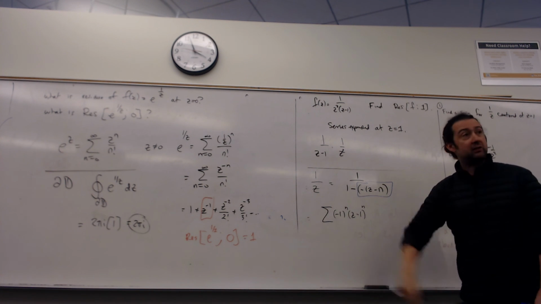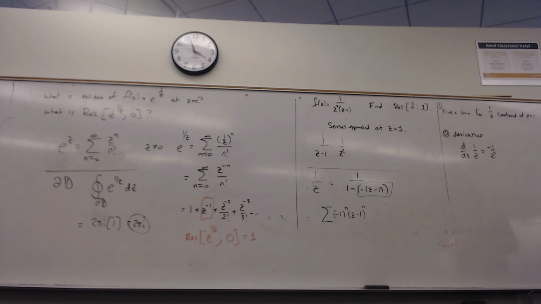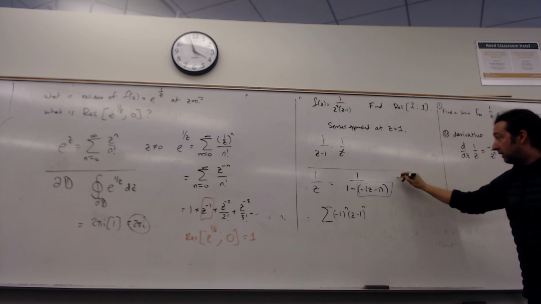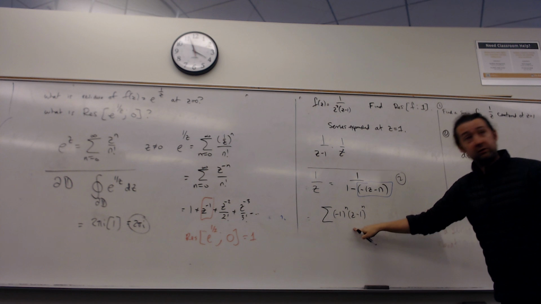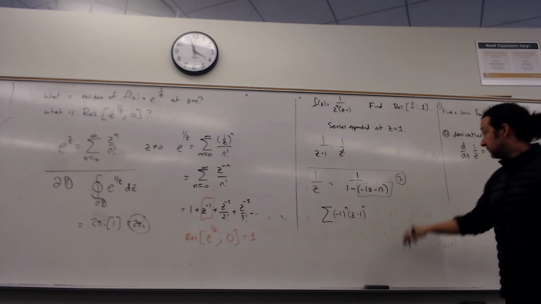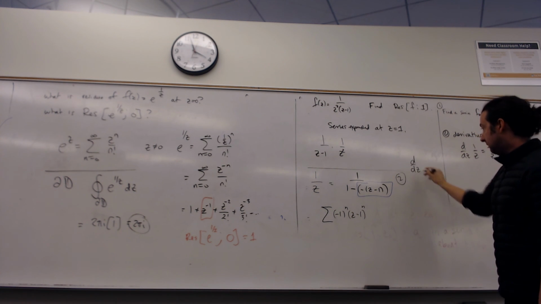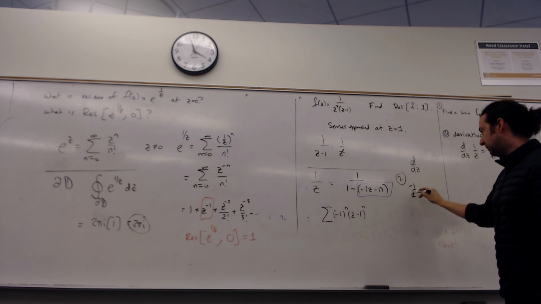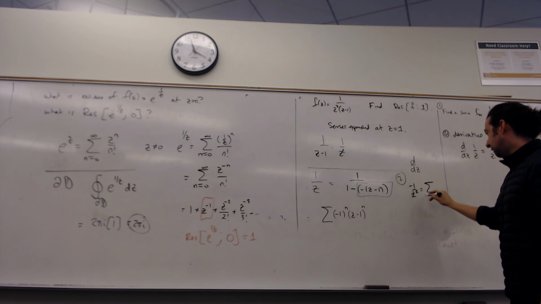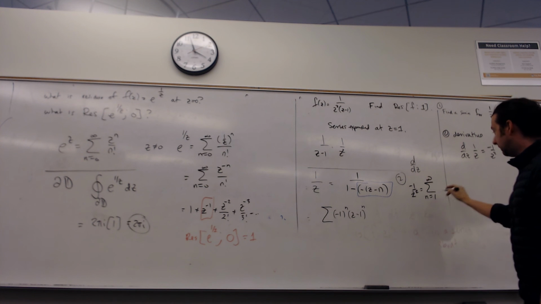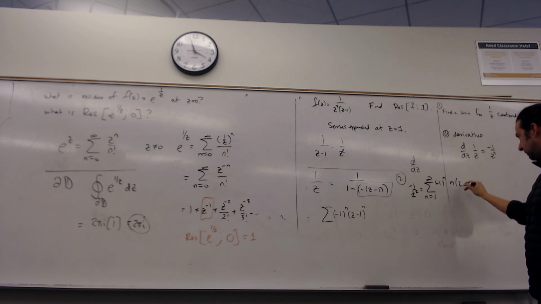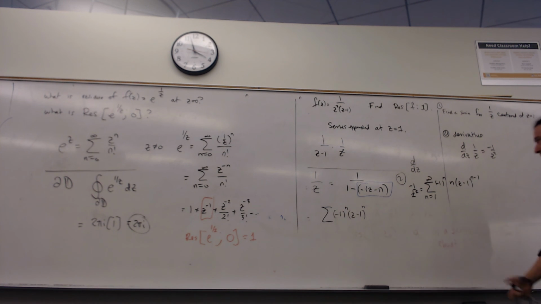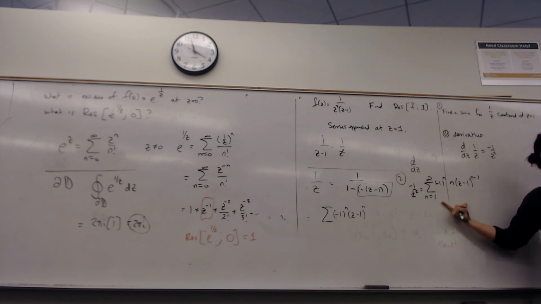But that's not the series I was interested in. The series I'm interested in is 1 over z squared. So step 2 says, if I took the derivative of this, it would be equal to the derivative of this. So computing d by dz, I get -1 over z squared is equal to the sum from n equals 1 to infinity of (-1)^n times n times (z minus 1)^(n minus 1). If you haven't differentiated power series in a while, this is what it looks like.